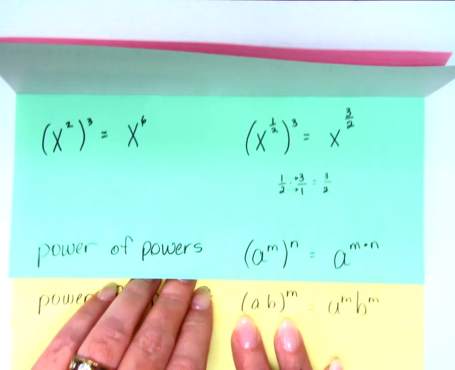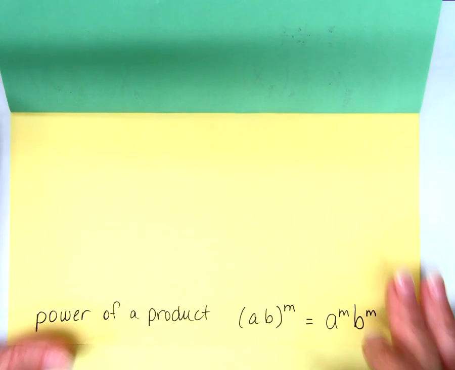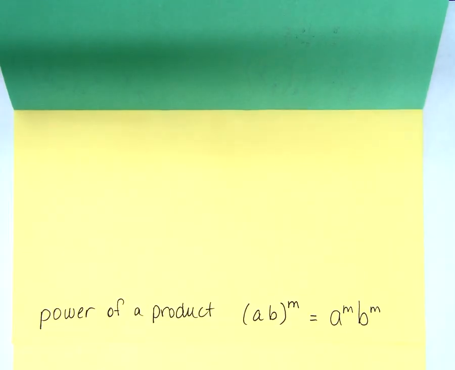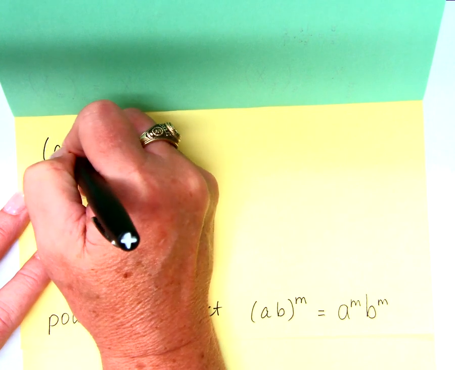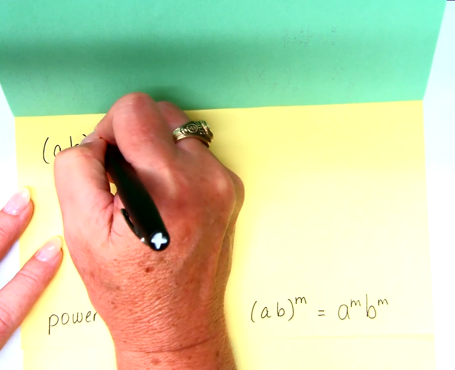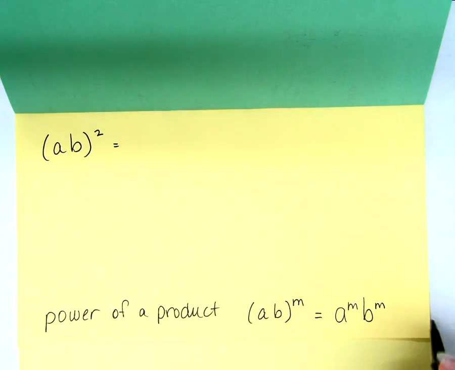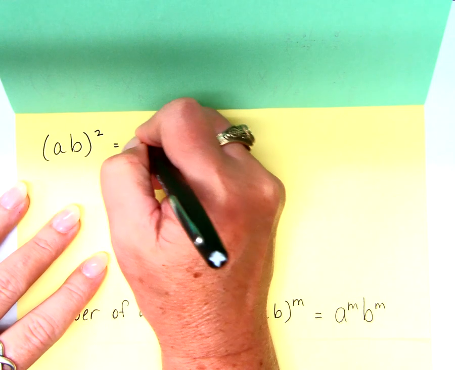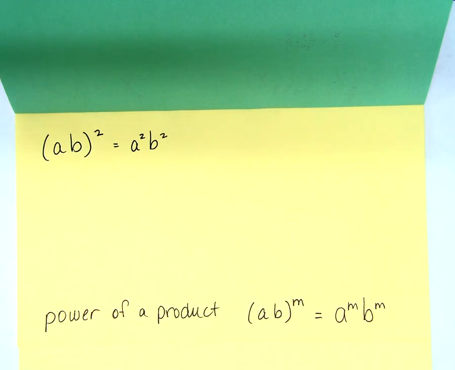Now I do have a couple more examples of this one for you rather than just one on each side, because so many different things can happen. Okay, so we'll start with just this one. A times b squared. So tell me please, what is being squared? A and b. So a squared, b squared. Okay?